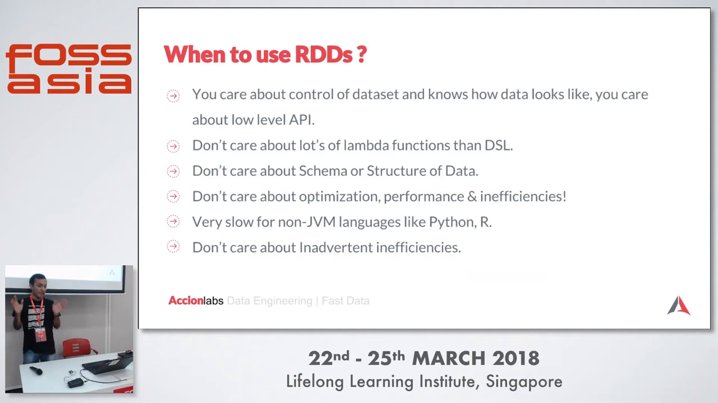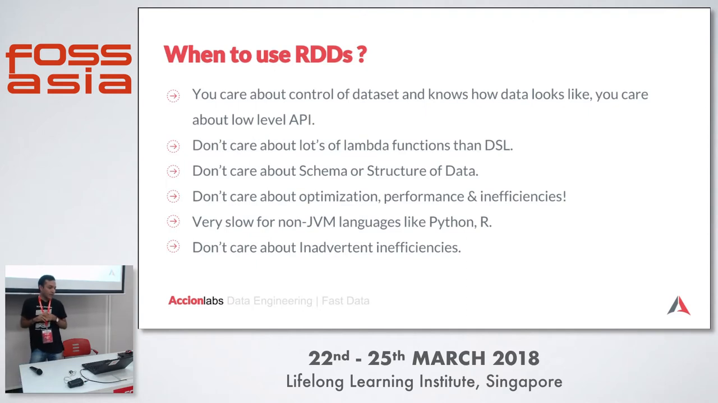So when you have a data set, you will have the structure of the data. Or you don't care about optimization, performance, or efficiencies that RDD can create. It's very slow on non-JVM languages like Python or R. So what happens, Apache Spark has been created with Scala, and it supports different APIs like PySpark. So when you perform any action or transformation on Spark, it will pickle and unpickle and send back to the JVM collections, and then it will perform the same operation again.